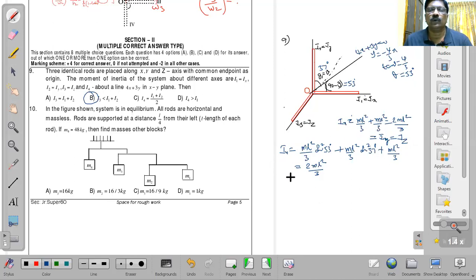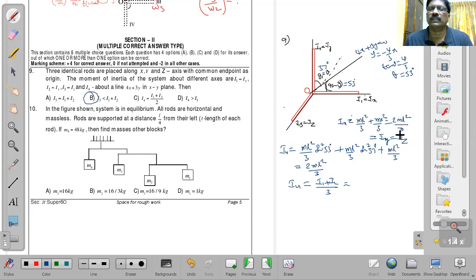That's why now I4 is equal to, you see the third option, I4 is equal to I1 plus I2 by 3. You see, I1 plus I2 means I1 is equal to 2 ml square by 3.